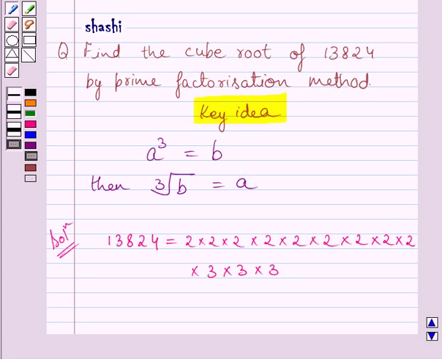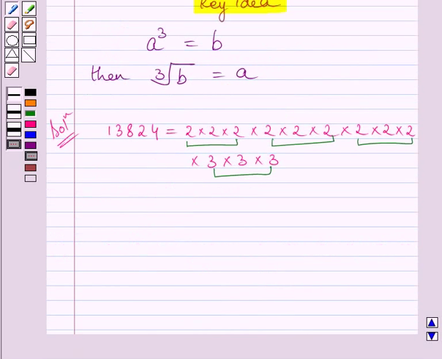Now you already know that in the prime factorization of any number, if each factor appears 3 times, then the number is a perfect cube. Now clearly you can see all the prime factors are appearing in group of 3. So 13824 is a perfect cube. Now we will represent 13824 as a perfect cube.